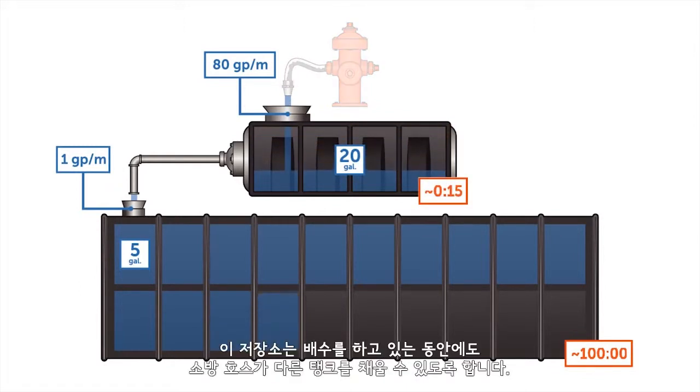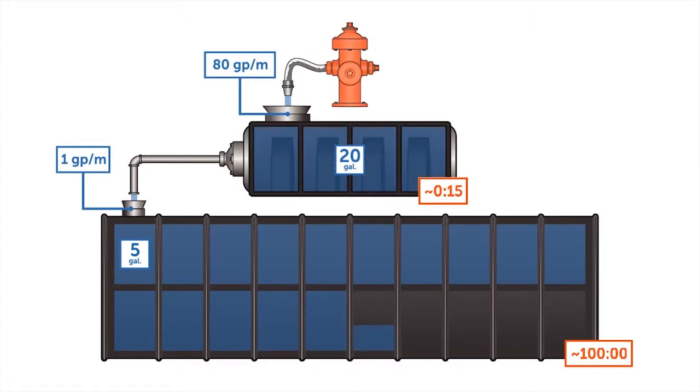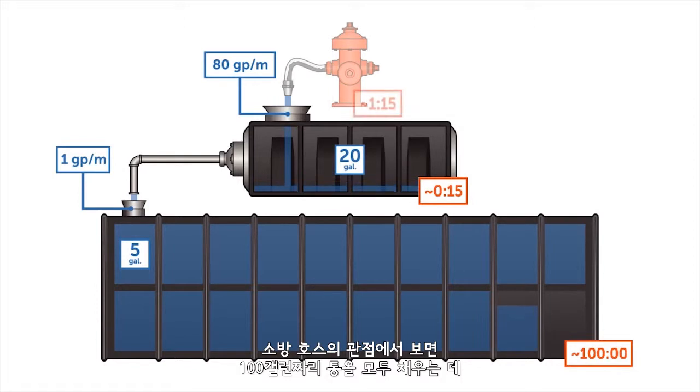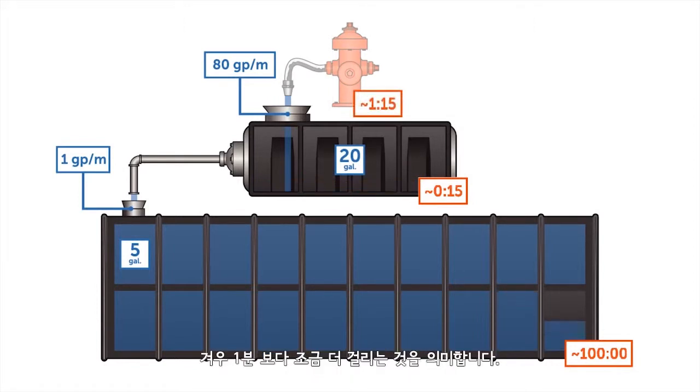These reservoirs then let the fire hose go fill up another tank while they're draining. This means that even though the reservoirs still have to trickle down into the drum, from the perspective of the fire hose, it takes a little over a minute to fill the entire 100-gallon drum.